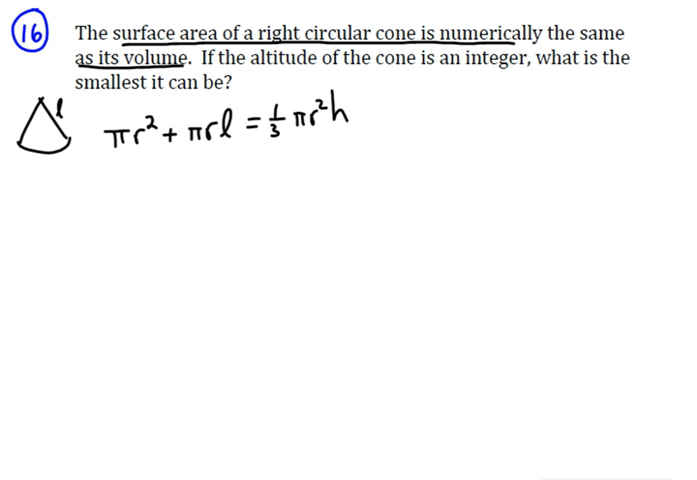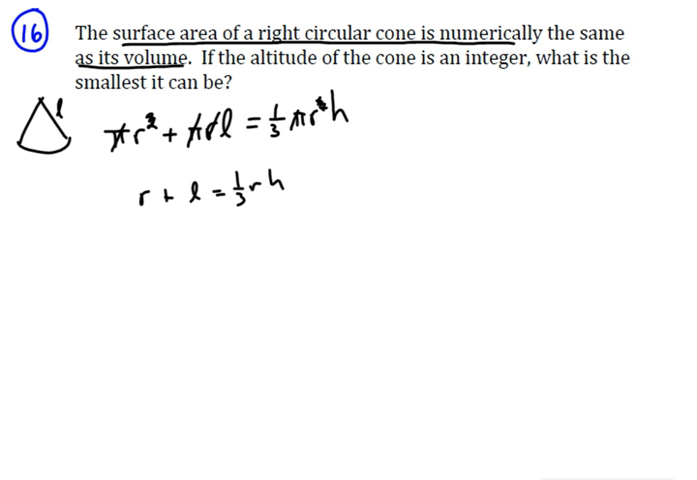Now, because pi is a constant and r we know has to be positive, or this would be a degenerate figure, you can go through and cancel some stuff out. For instance, we can cancel a pi out of everything, and then we can cancel an r, so we can change those to just r instead of r squared, and then cancel the r out of the second term of the left side. So that leaves us with r plus L equals 1/3 r h. This is where it gets tricky.